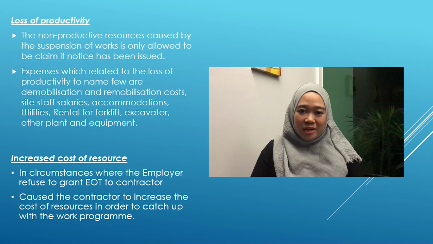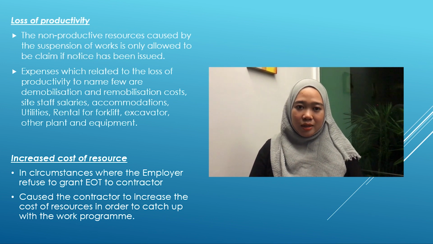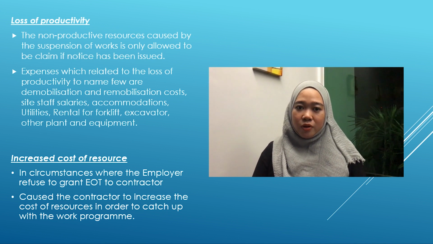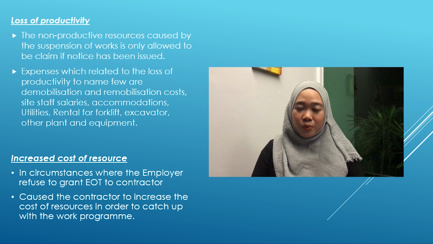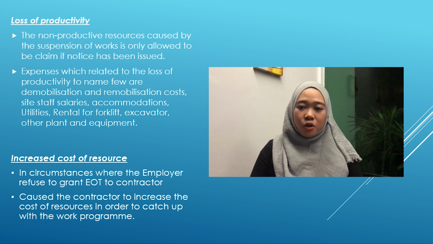In spite of the clauses previously mentioned, the contractor is still entitled to a few possible heads of claims that are not consequences of force majeure events but are related to the current unfortunate situation. The first one is loss of productivity related to any work suspended due to instruction issued by the SO or architect. The non-productive resources caused by the suspension of works can only be claimed if notice has been issued. Expenses which relate to the loss of productivity, to name a few, are demobilization and remobilization costs, site staff salaries, accommodations, utilities and rentals for plants and equipment.